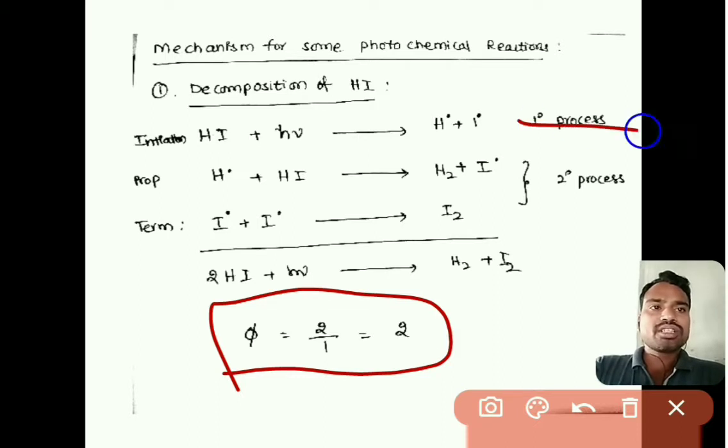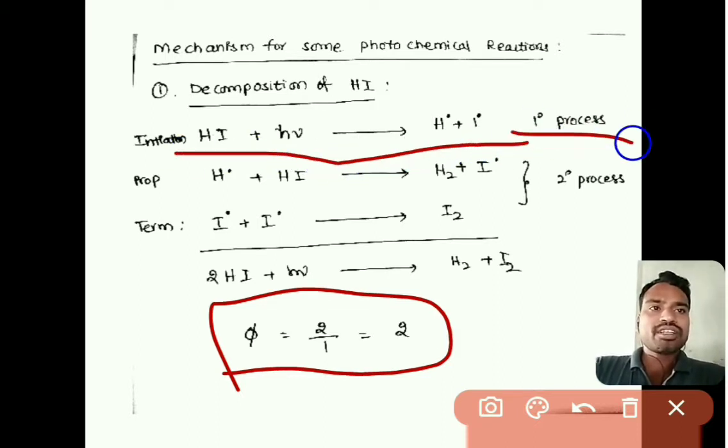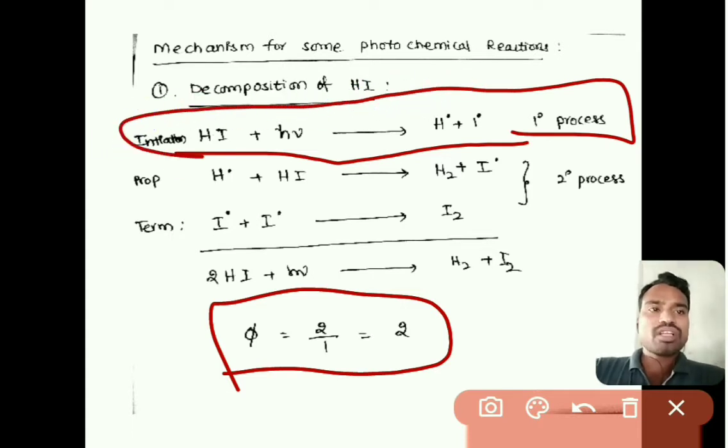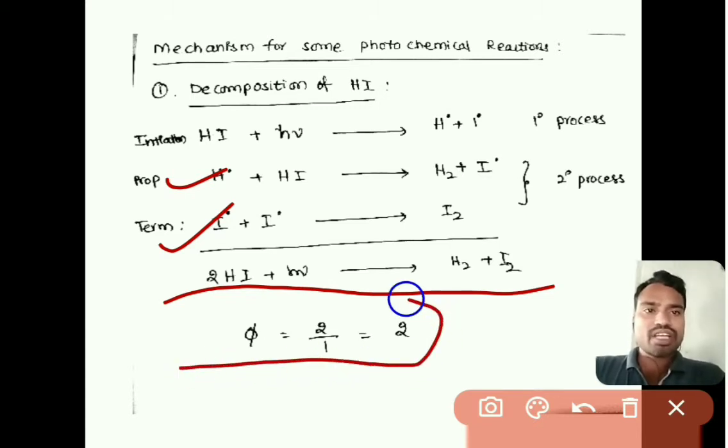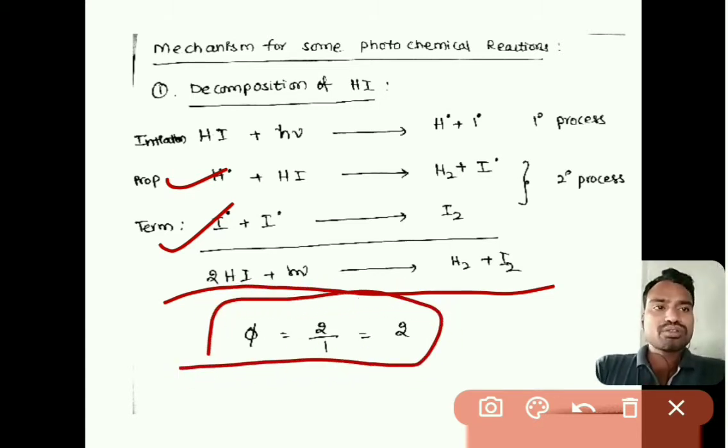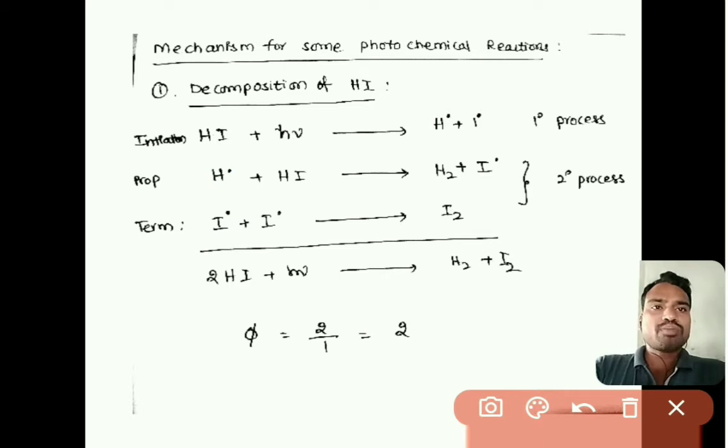So in this, there is a primary process. In the primary process, light absorption takes place, right? So free radicals are formed, and the free radicals formed react with another reactant molecule, so that the products are formed. So the overall reaction is this, right? Based on that, we have calculated the quantum yield, that is equal to 2. So this is one example of photochemical reactions.